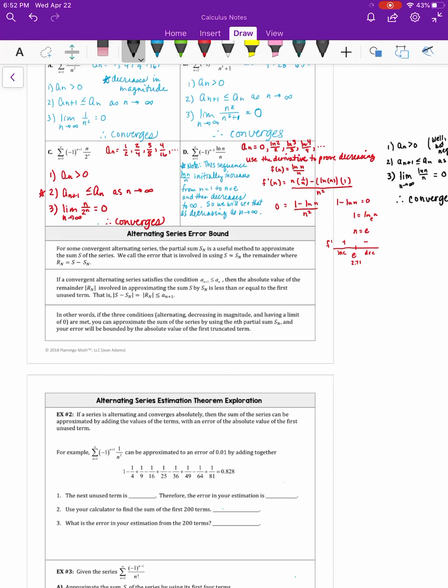Okay, so that one does converge, even though it was a weird one. Okay, that was a really weird one. So now, alternating series error bound.